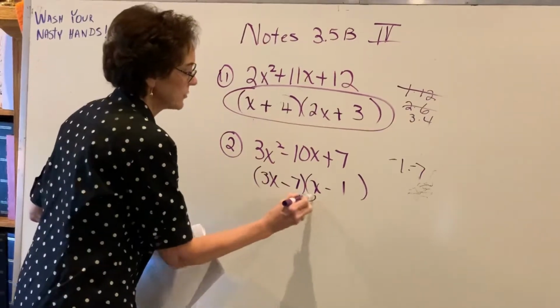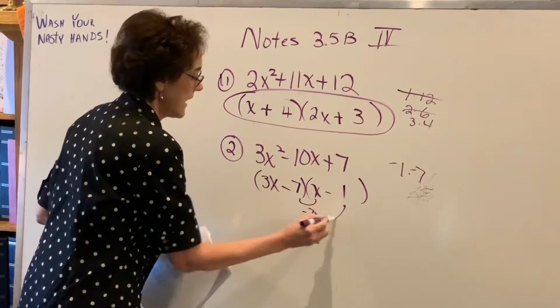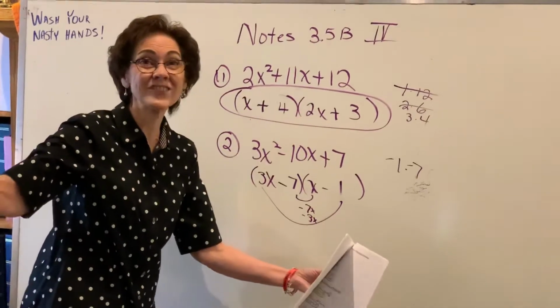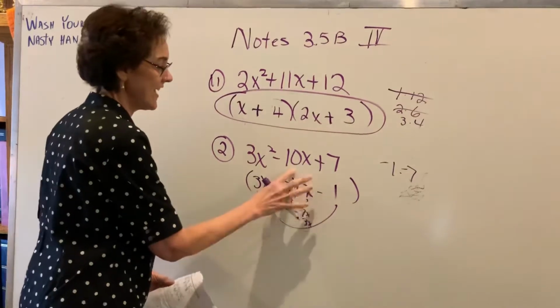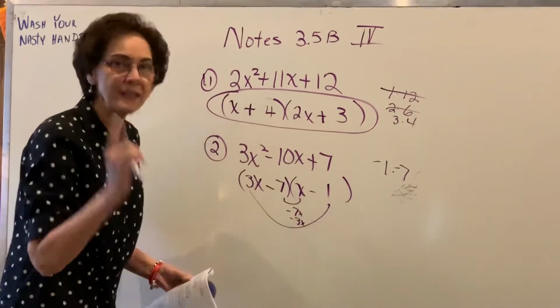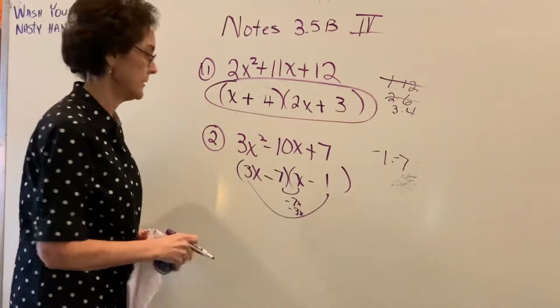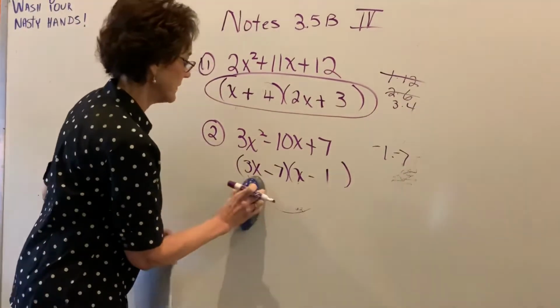Inners, negative 7x, outers, negative 3x. Aha! We got it on the first try. That's negative 10x. See? Your outers and inners have to add to be the middle term. Okay? All right, so that one wasn't so bad.